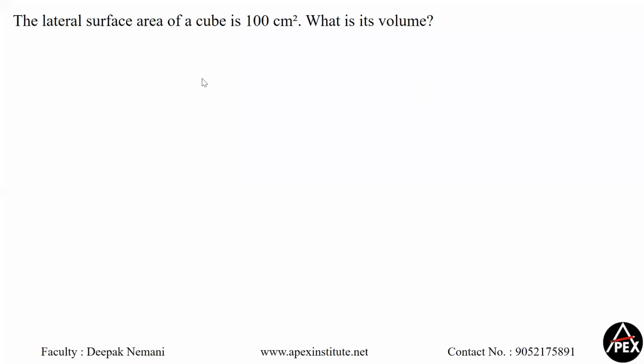The lateral surface area of a cube is 100 centimeters square. What is the formula to calculate lateral surface area? 4A square. 4A square is equal to 100. So A square is equal to 25. Implies A is equal to 5 centimeters. Now we need to find the volume. What is the volume of a cube? A cube. So 5 cube, which is 125 centimeters.